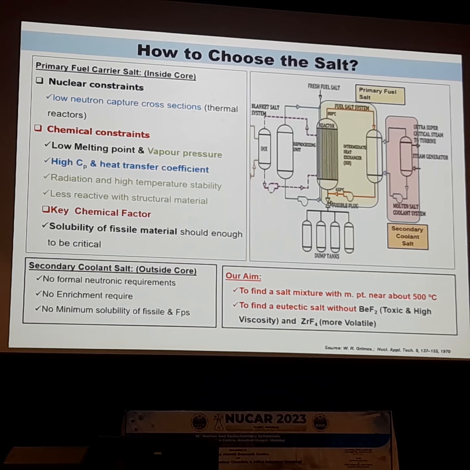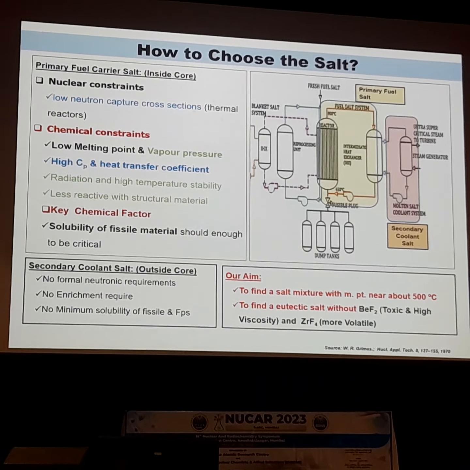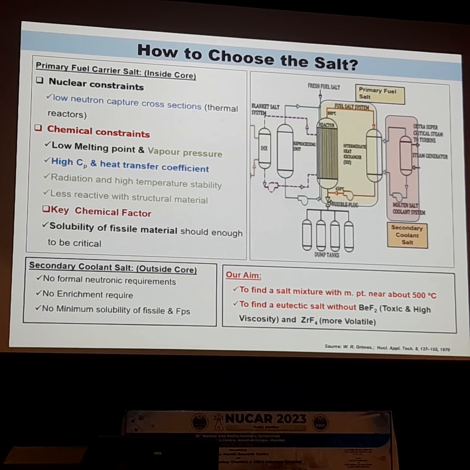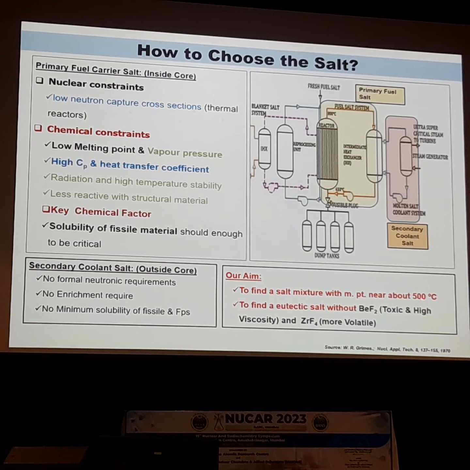Why 500 degrees centigrade? Because mostly from our past experiments, it has been seen that the molten salt reactor inlet temperature is 600 and the outlet temperature is 700 degrees centigrade. So, as a safety margin, our melting point should be 100 degrees less than the inlet temperature. So around 500 or 550 degrees centigrade, we have to choose a salt mixture whose melting point is around that.